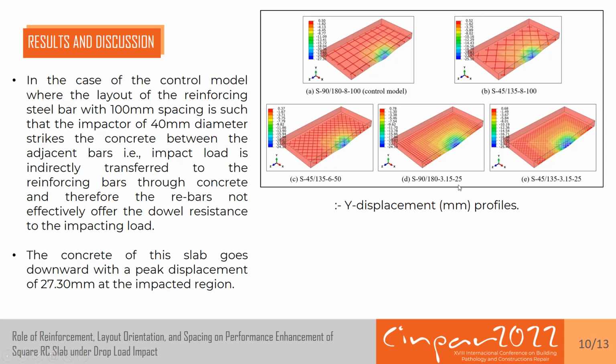So basically, in case of the control model, the layout of the reinforcing steel bar with 100 mm spacing is such that the impactor of 40 mm diameter strikes the concrete between the adjacent bars. That is, impact load is indirectly transferred to the reinforcing bars through concrete, and therefore the rebars do not effectively offer the double resistance to the applied load. The concrete of this controlled slab goes downward with a peak displacement of 27.30 mm at the impacted point, that is, at the point of impact.